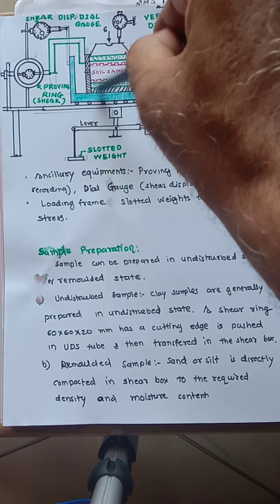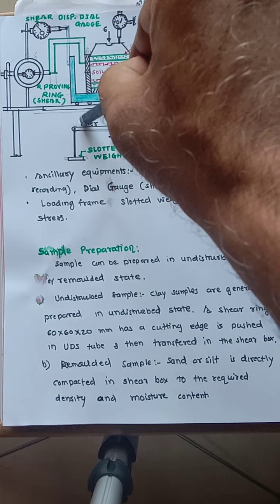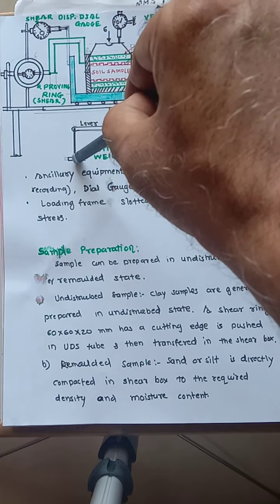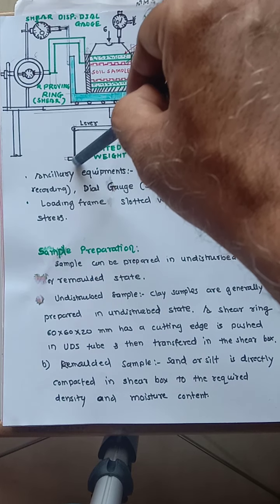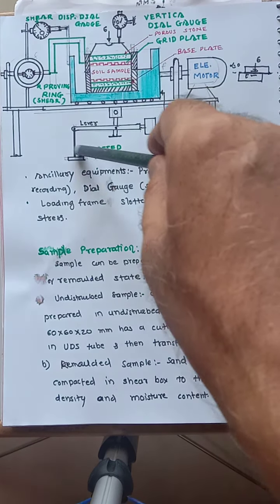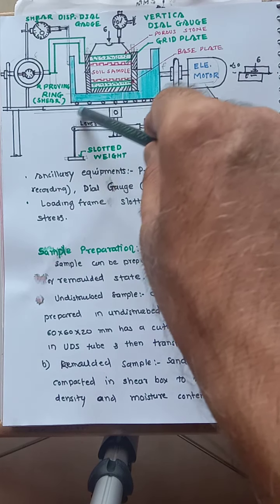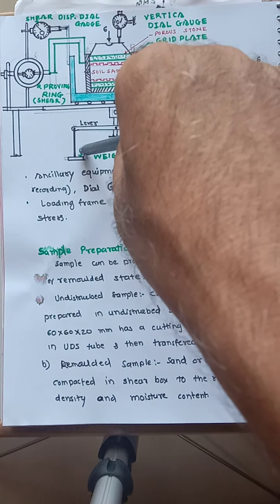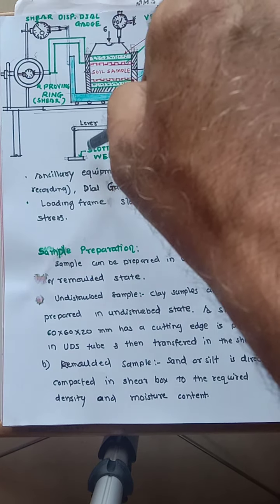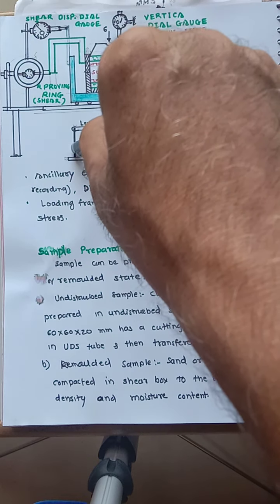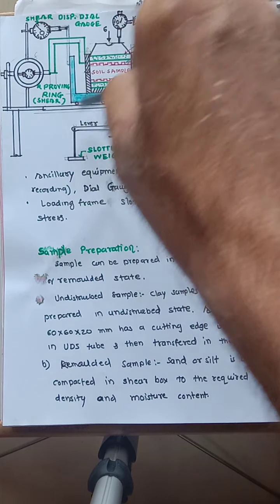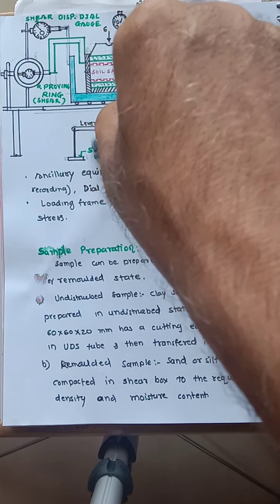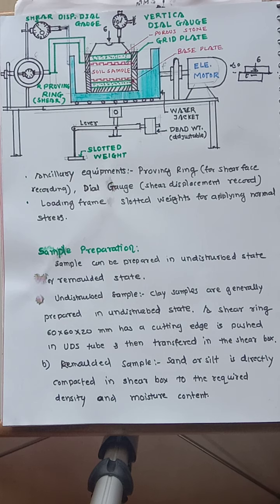There is a separate arrangement, just like in consolidation, where we have seen one frame freely suspended, connected with a lever and the hanger, and slotted weights are put here. This principle is the same as in the consolidation. I will explain how it is a normal stress. Because this lever is fixed here, the plate is fixed, and the area is also fixed, 6 into 6. Therefore these plates are calibrated in pressure or stress.